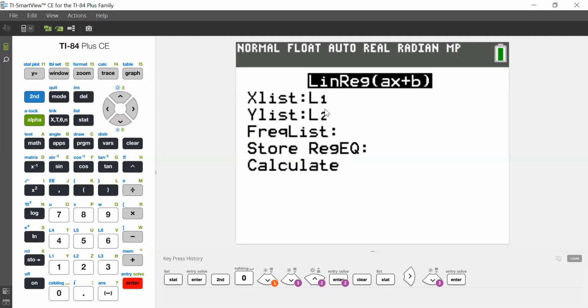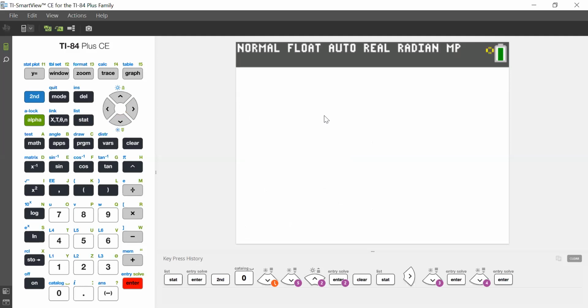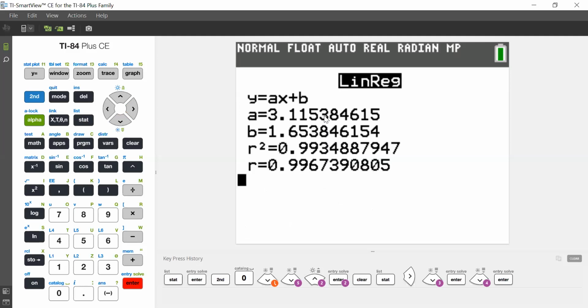Are the x's in L1? Yes. Are the y's in L2? Yes. There is no frequency, so go to calculate, hit enter, and a-blow. Now, what is all this mumbo jumbo? Well, it's y equals ax plus b. So notice this is a equals 3.12. That's the slope of the line that I just drew in red. B is 1.65. That's the y-intercept of the line that I just drew in red. And R is 0.997, basically, 0.9967, so 0.997.